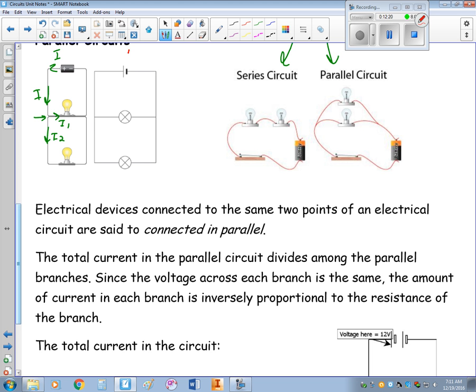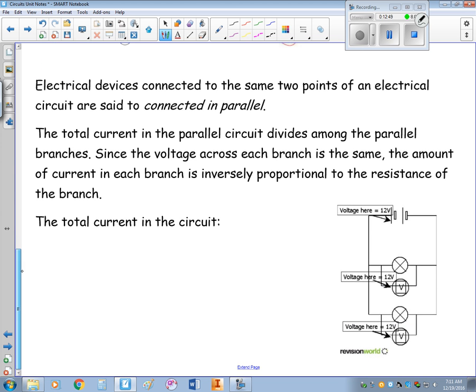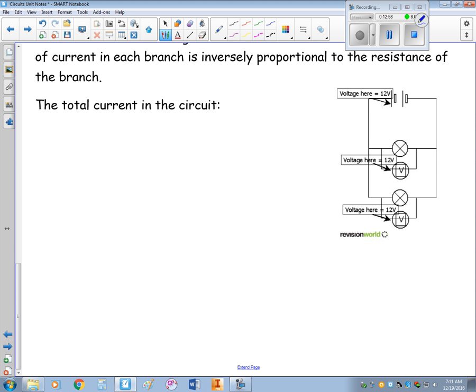If this power supply is 9 volts, the voltage across each resistor or light bulb or whatever will be the same, 9 volts. That might be kind of hard to visualize. Basically, what's happening is the current is divided up. I1 and I2 are both smaller than the main current I. So that allows the voltage to be the same. So the total current in the circuit then is going to be equal to the sum of the currents in its parallel branches.